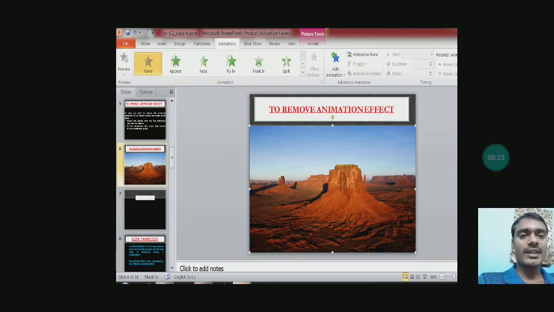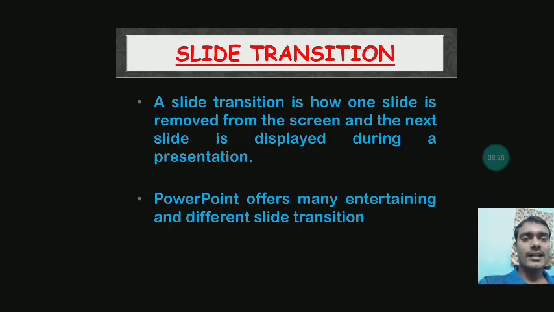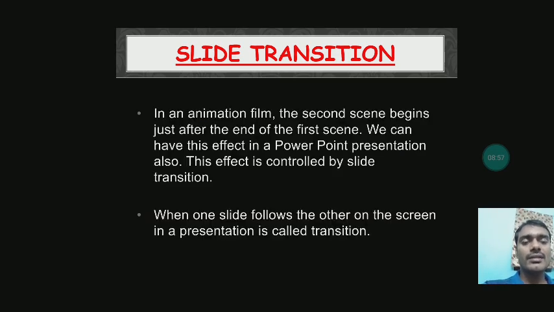Now coming to the next topic, children: slide transition. A slide transition is how one slide is removed from the screen and the next slide is displayed during a presentation. When one slide disappears and the second slide is displayed during the presentation, it is known as a slide transition. PowerPoint offers many entertaining and different slide transitions, which are used in presentations.